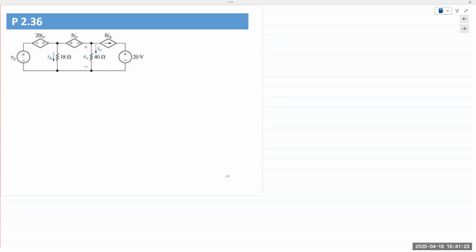All right, so the question is, we have, let's see, what are the given values? We are given the value of VG, and please let me know if I'm incorrect. I think VG is given, and so is the value of the dependent sources, right? 20 I sigma and 8 I delta. Okay, I sigma and I delta.